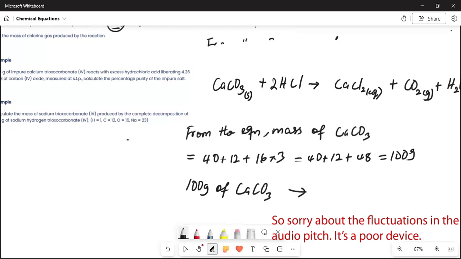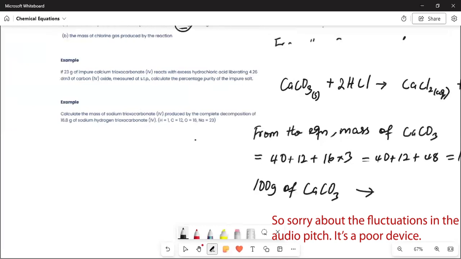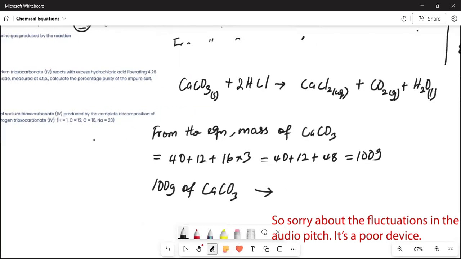So the question borders on volume. Look at what is given here: liberating 4.26 dm3 of carbon(IV) oxide. That is when this impure one is burnt. What we are calculating here is from the balanced equation. From the balanced equation, 100 gram of calcium carbonate gives us 1 mole of carbon(IV) oxide, and 1 mole of carbon(IV) oxide has a volume of 22.4 dm3 at STP.